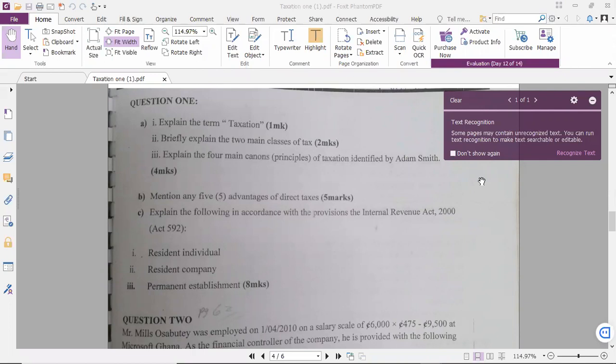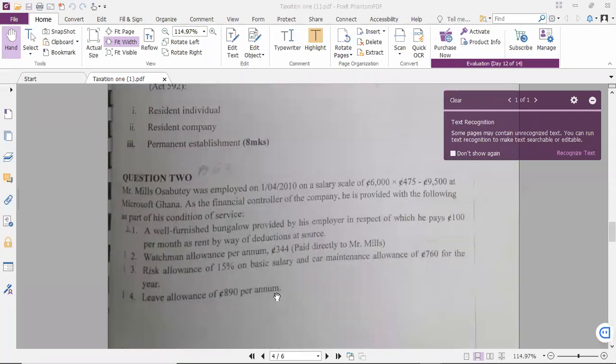Without much ado, I'll move straight to question 2, which is the major headache for my students. So you have question 2 over here. Mr. Mills Sabute was employed on 1st April 2010 on a salary scale of 6,475 and a cap of 9,500 at Microsoft Ghana.